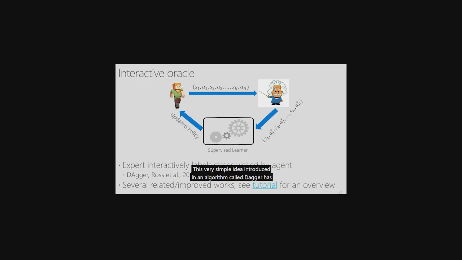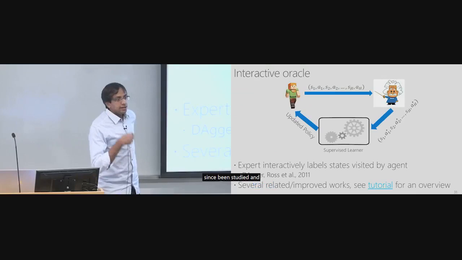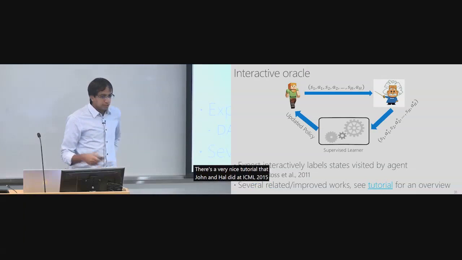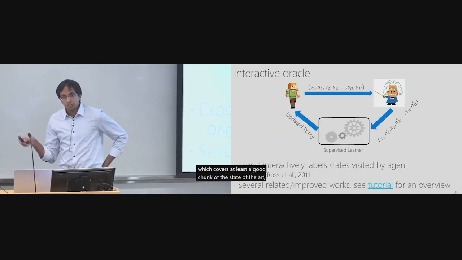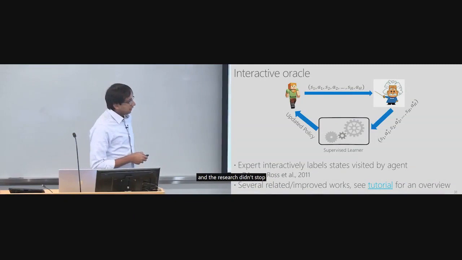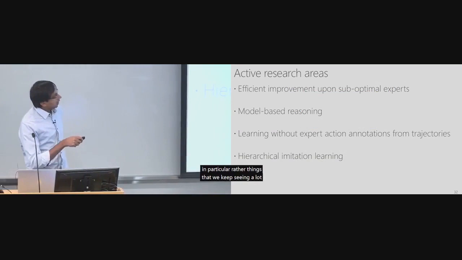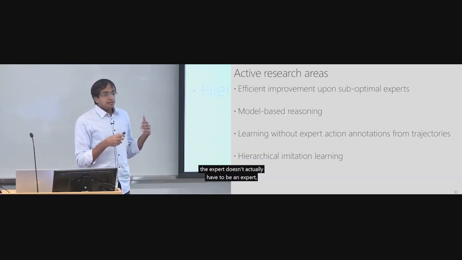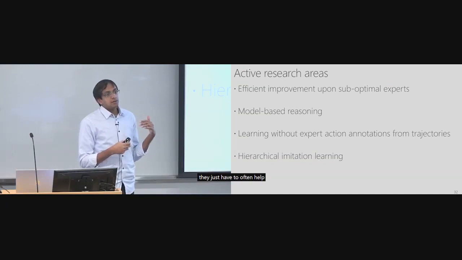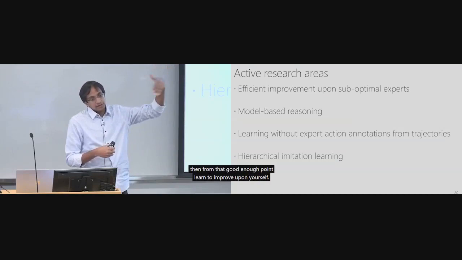And this very simple idea introduced in an algorithm called Dagger has since been studied and refined and advanced in many different ways. There's a very nice tutorial that John and Hal did at ICML 2015, which covers at least a good chunk of the state of the art circa 2015 in the area. And the research didn't stop in 2015. People have been doing a lot of work. It's still pretty active. In particular, one of the things we keep seeing a lot of interesting results around is, as I remarked, the expert doesn't actually have to be an expert. They just have to often help you get to a good enough point, and then you can, from that good enough point, learn to improve upon yourself. How best to do this? It's something that's still being actively researched.